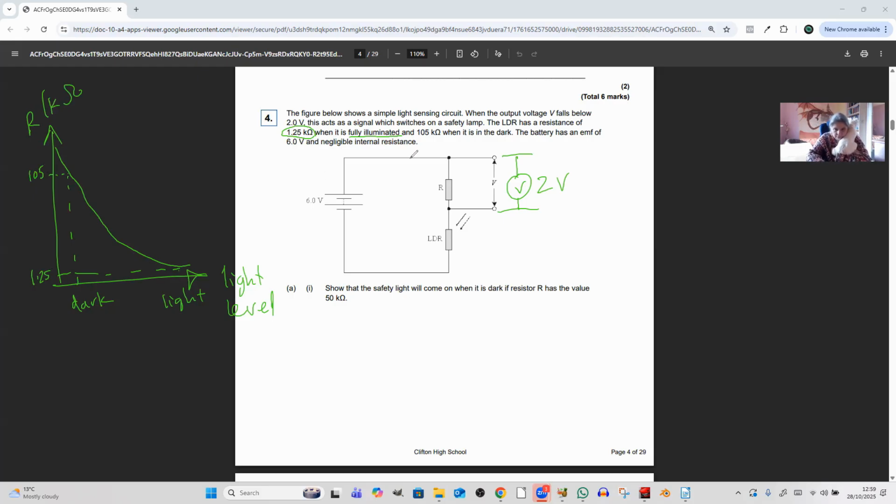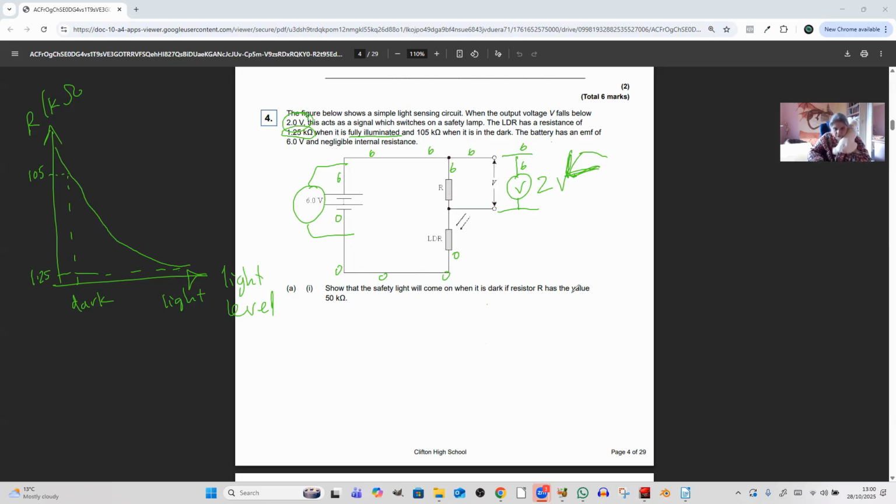Okay, and it says the battery has an EMF of 6. So this is 6 all along the top, and this is 0 along the bottom. Okay, it says show that the safety light will come on when that says 2. When that says 2, that's when it comes on. We were told that when that says 2. Look there, when it goes to 2.